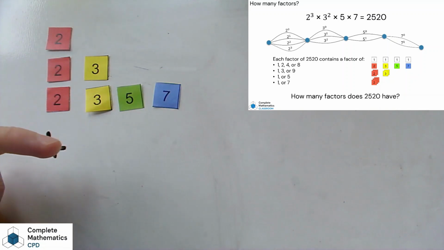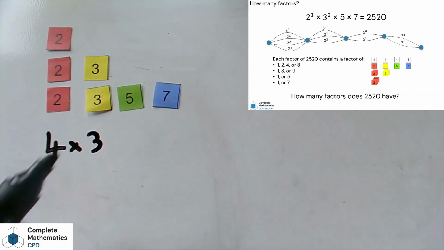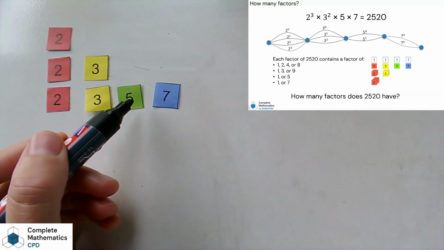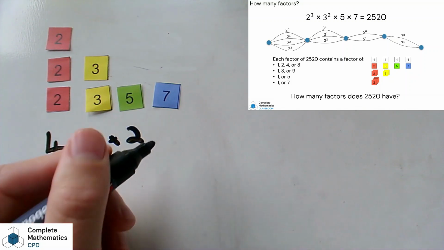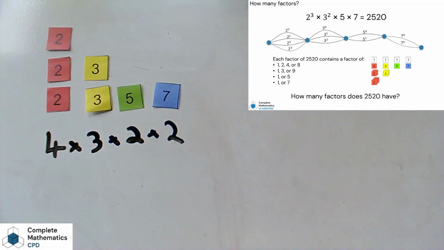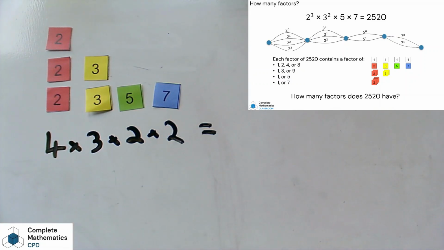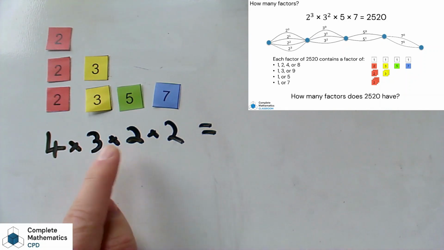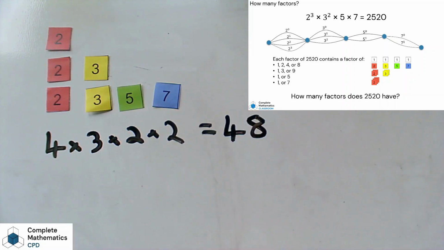How many 3's could we choose? Well, we could either choose 0, 1 or 2. So that's 3 combinations. How many 5's do we have in our factor? Well, we either have 1 5 or no 5's. So that's 2 combinations. And same with the 7's. We can either have 1 7 or 0 7's. And by the product rule for counting, if we multiply all these together, that will tell us how many factors there are of 2520. So 4 times 3, 12, times 2 again, 24, times 2 again is 48 different factors of 2520.